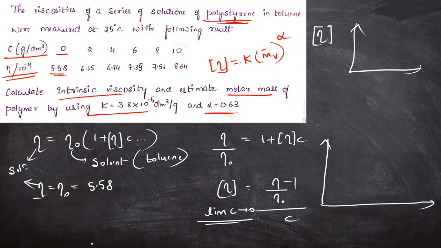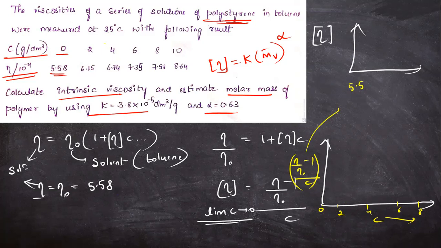Okay, that is eta by eta naught minus 1, whole divided by C, versus C. Okay, so C ka values 0, they have given 2, 4, 6, 8 and so on. So let's draw a graph based on the values given. When C is equal to 0, definitely it will be equal to 0. When C is equal to 2, eta ka value we know it is 5.58 at C is equal to 0.